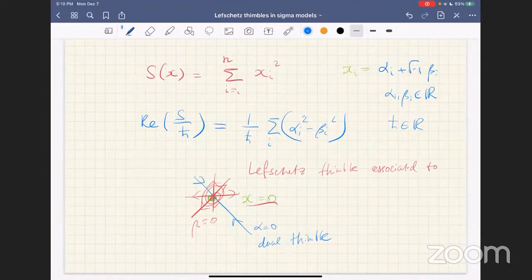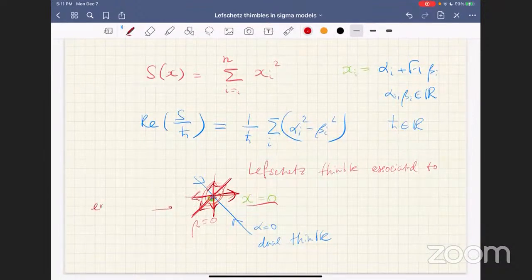Right, so this is the local picture. If your function is just the sum of squares, which by the Morse lemma you can assume it is by a change of coordinates, then, assuming h bar is real for simplicity, the real part of S over h bar is the difference of an equal number of squares of real and imaginary parts of the variable. So you have the Morse cell of trajectories along which the function grows. This is where beta is equal to 0. That's the red set in my picture.